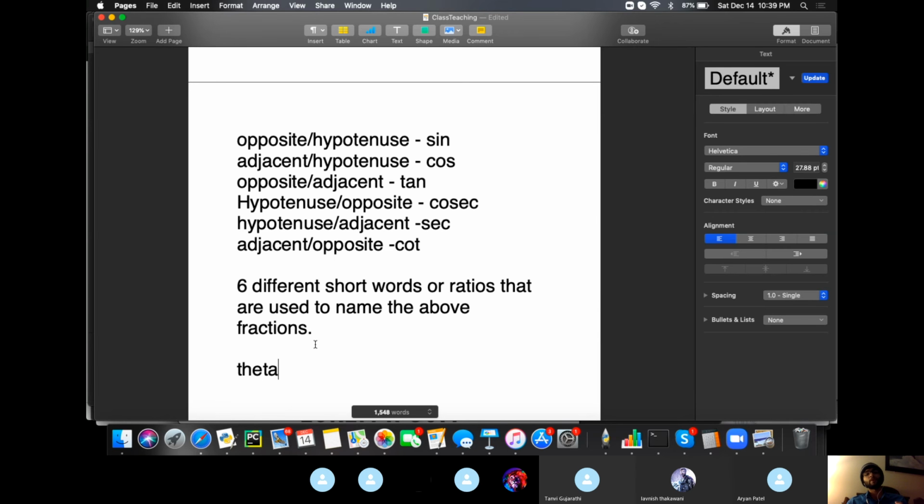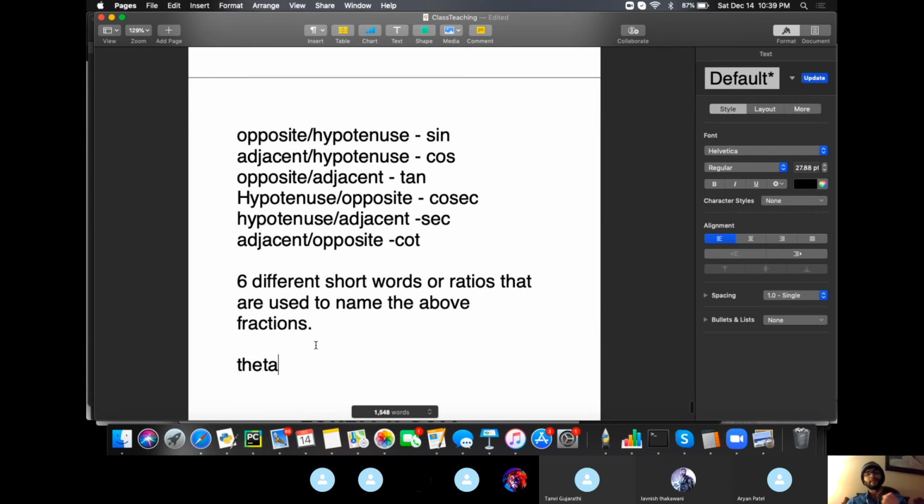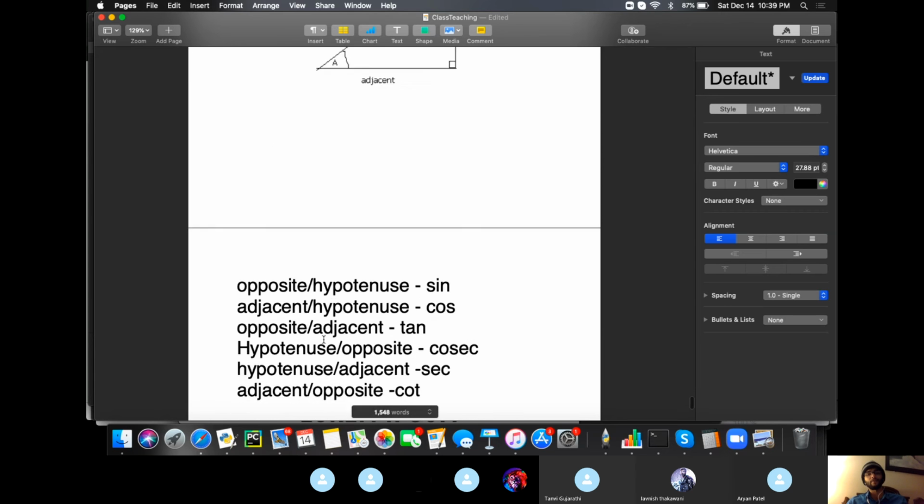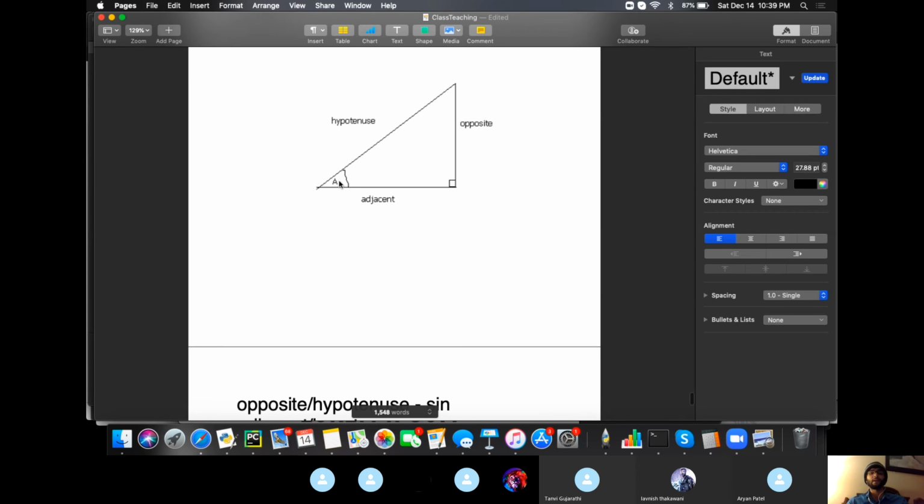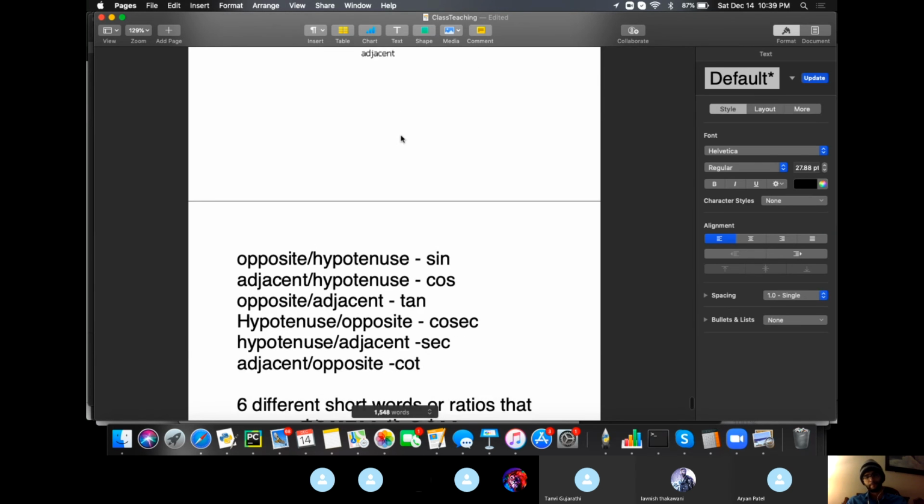So when you talk about an angle, we say, okay, sine theta, cos theta, tan theta. That refers to the fact that this is the angle theta. So sine theta will be opposite by hypotenuse.